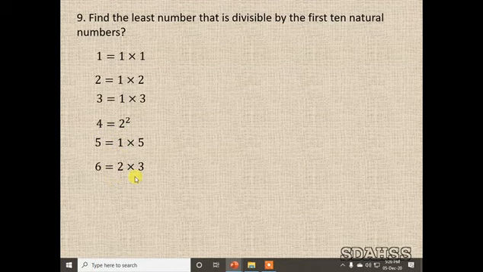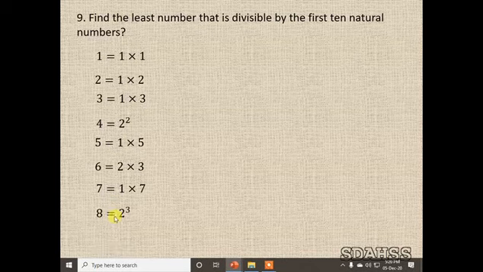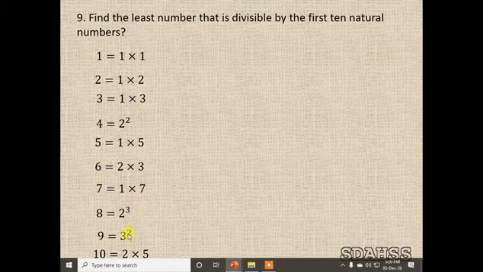6 can be written as 2 into 3. 7 can be written as 1 into 7. 8 can be written as 2 cube. 9 can be written as 3 square. And 10 can be written as 2 into 5. Now you compare all the factors, and we want to find the least number.